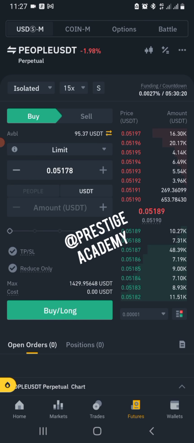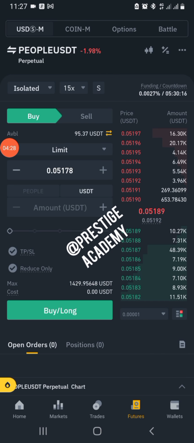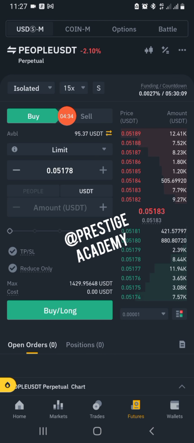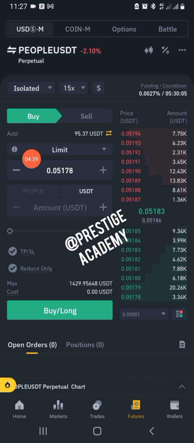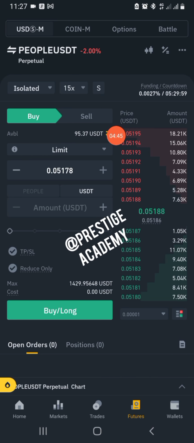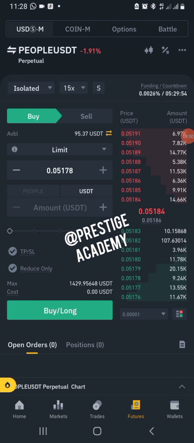Now once a signal is given, they are predicting for you to either buy or sell. Like I said, buy simply means you're predicting for the coin to pump, or go up, while sell simply means you're predicting that the coin is going to drop, or dump. That's just the two differences.